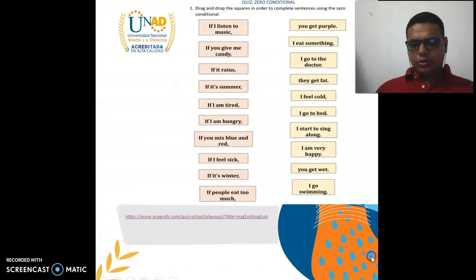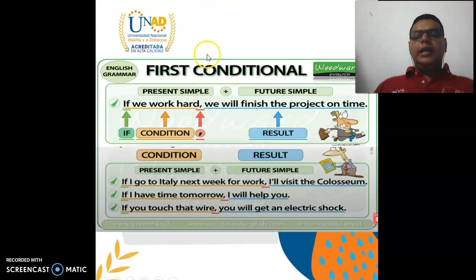Let me continue showing. Now we're going to start with the first conditional. In this case, I'm going to explain how and when we can use the first conditional, and I will also explain the general structure, the general rule for the first conditional: if plus a condition plus a result, but in this case we are going to work with will.